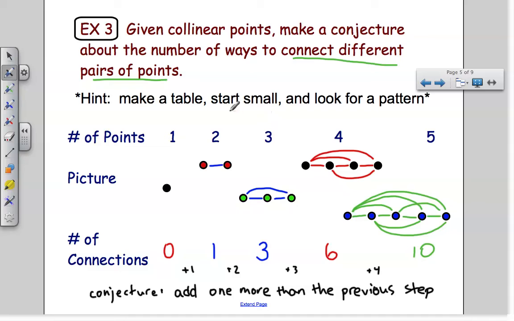This was an example where you really did need to make sketches of these things, starting small, making a table, and identifying what pattern you saw in those numbers. We're going to talk a little bit more about this one in class and find a connection between the points and connections as well.